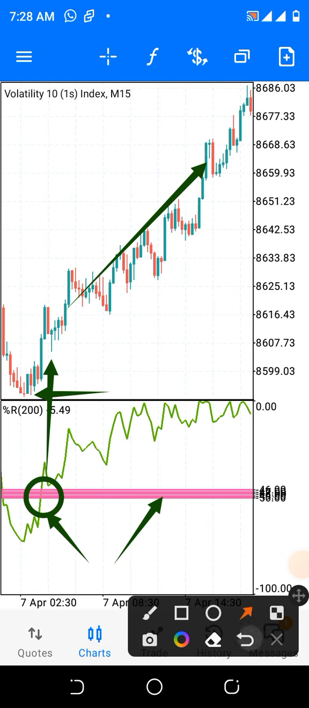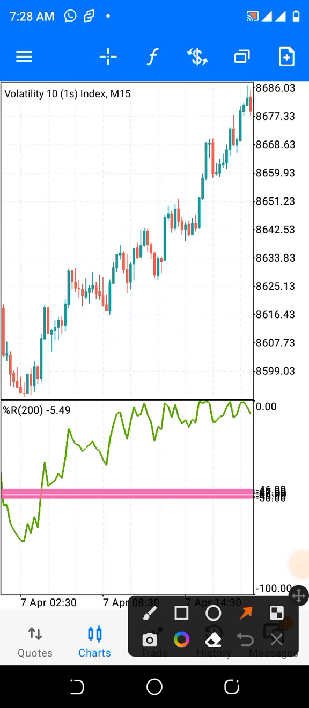Now let me come back and explain what I mean again. This is the crossing. This is where the crossing occurs, where you make your buy entry. Why? Because the green line crosses this horizontal pink line from down upward. You see the direction of the crossing. When the direction of crossing is from down upward, that is a buy signal. Do you understand?